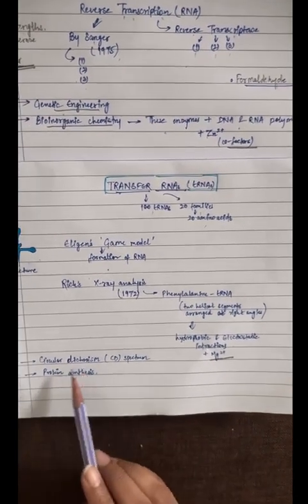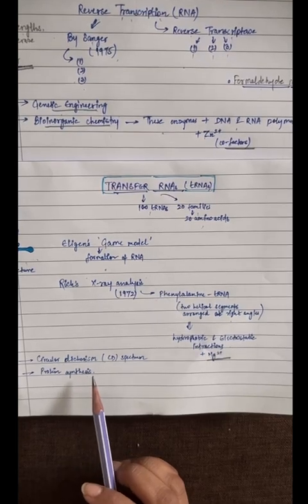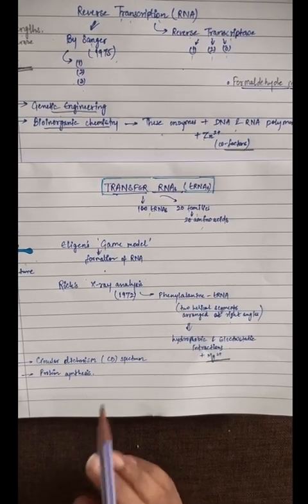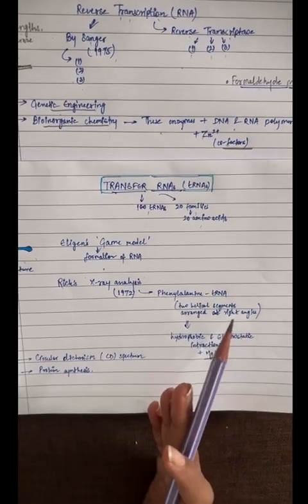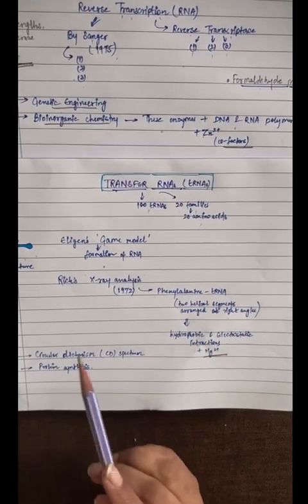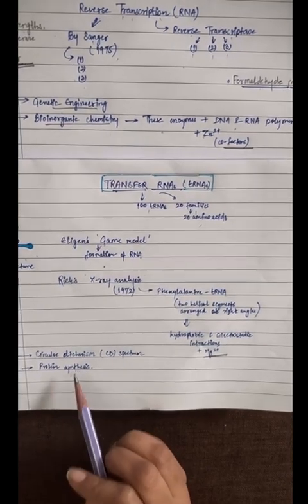The circular dichroism spectrum of tRNA, that is CD-tRNA, provides insight into its conformational properties. Understanding tRNA's structures is essential for understanding its role in protein synthesis.